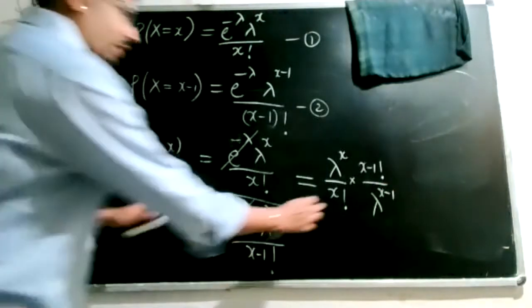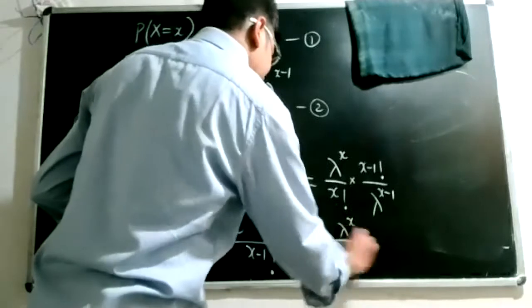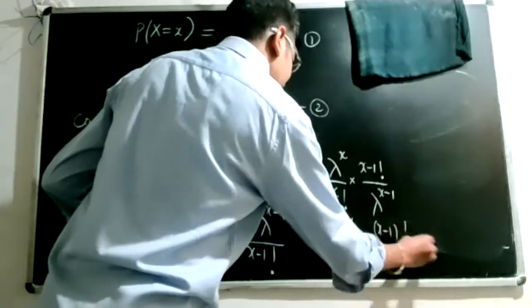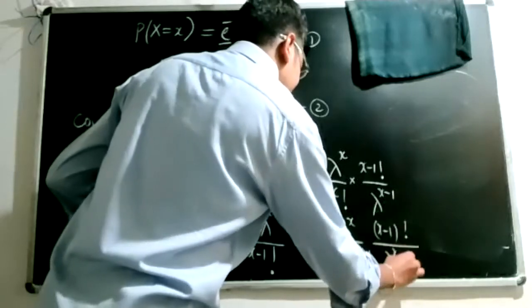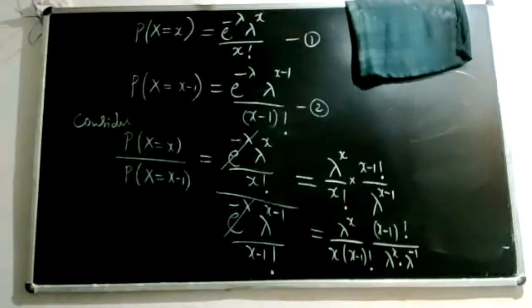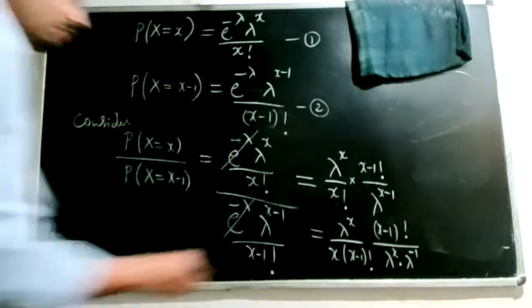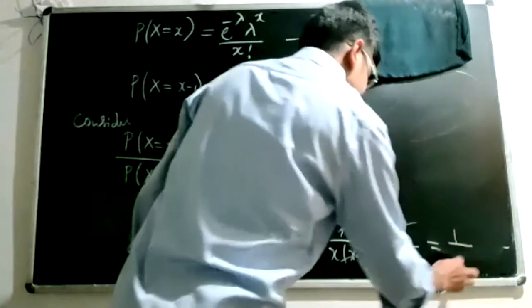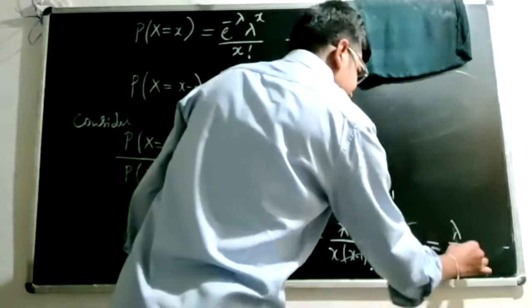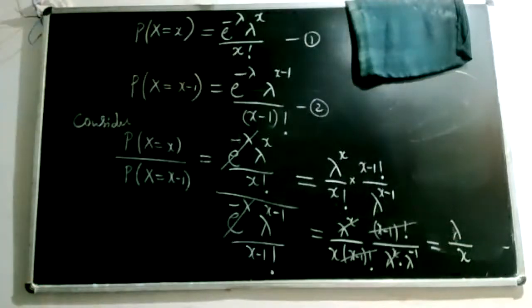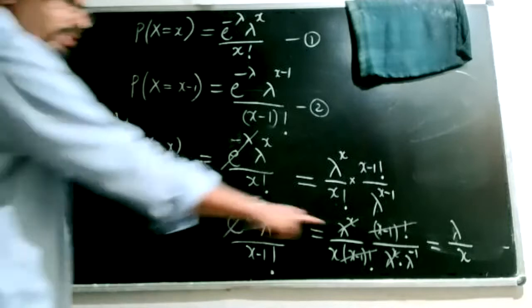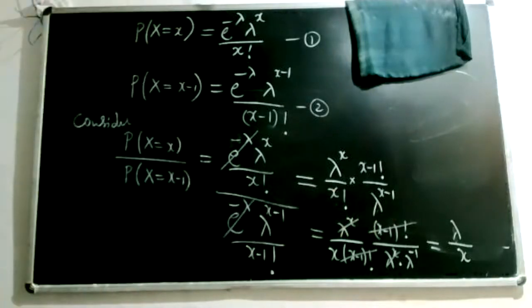To simplify, you can write x factorial as x into x minus 1 factorial, so that x minus 1 factorial also gets cancelled, and lambda power x minus 1 can be written as lambda power x into lambda power minus 1, so these also get cancelled. So we'll be left with 1 over x into lambda inverse, which can be written as lambda divided by x. So we started with P of X equal to x divided by P of X equal to x minus 1, and we have got lambda divided by x.